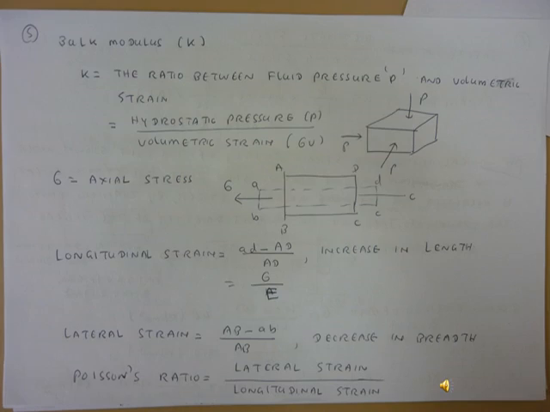The next one will be the bulk modulus K. Bulk modulus K can be defined as the ratio between the fluid pressure P and the volumetric strain. This is the bulk modulus K. So hydrostatic pressure is a fluid pressure, and it is divided by the volumetric strain GV. Then you can calculate the bulk modulus K.